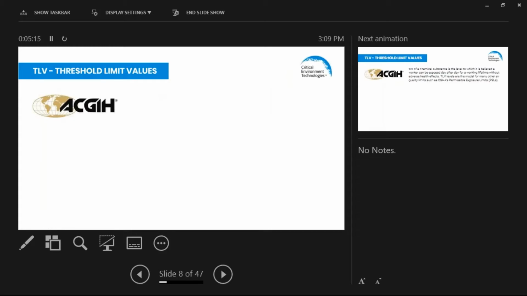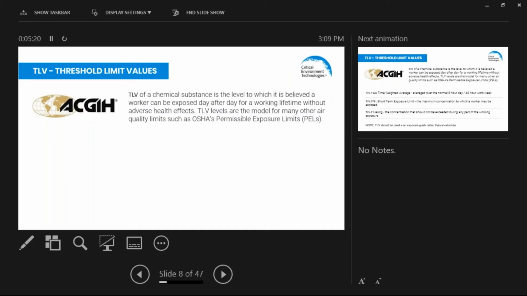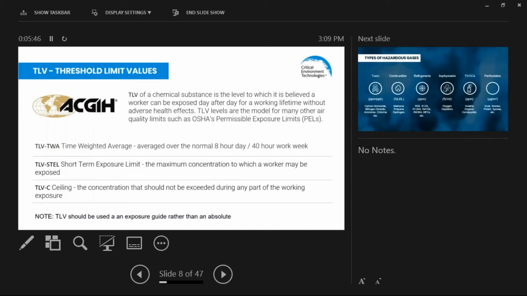The American Conference of Government and Industrial Hygienists set the threshold limit values, a level that is believed a worker can be exposed to day after day for a working lifetime without adverse health effects. Threshold limit values are a model for indoor air quality, and as such, OSHA sets permissible exposure limits. And they're based on time-weighted averages, short-term exposure limits, and maximum exposure limits.